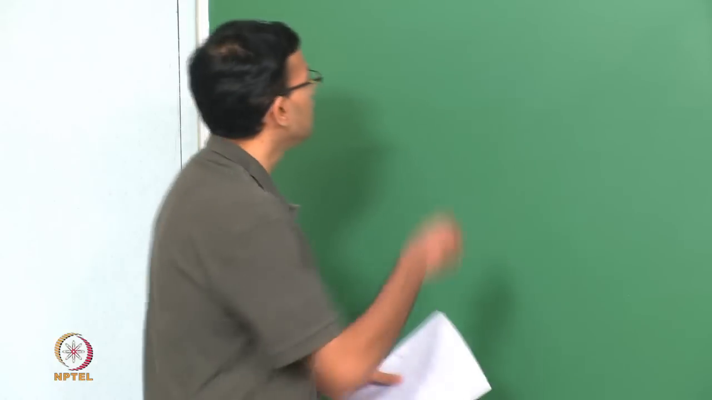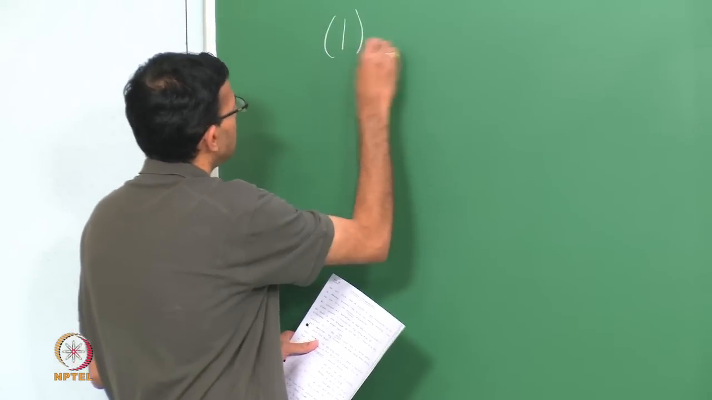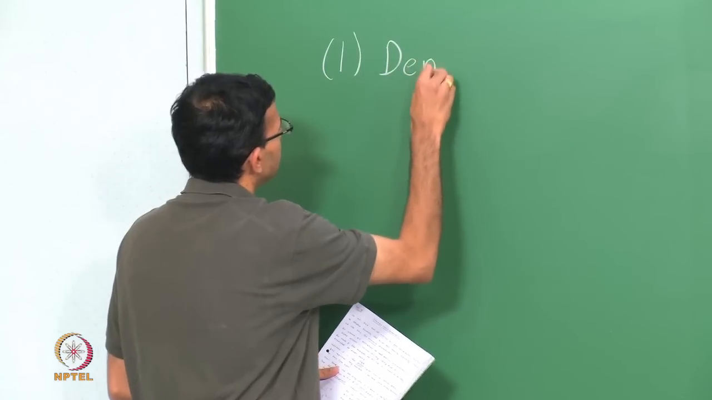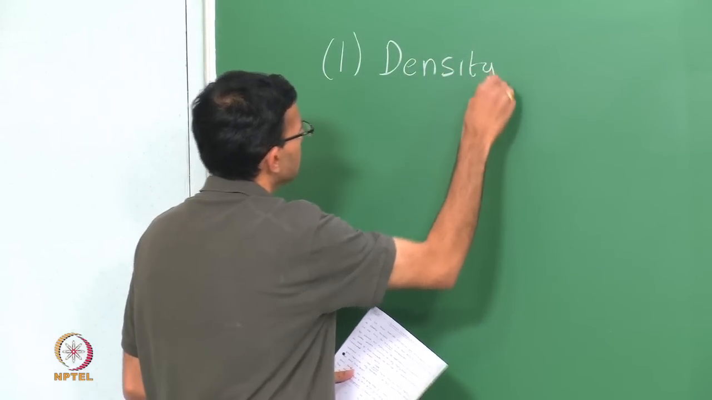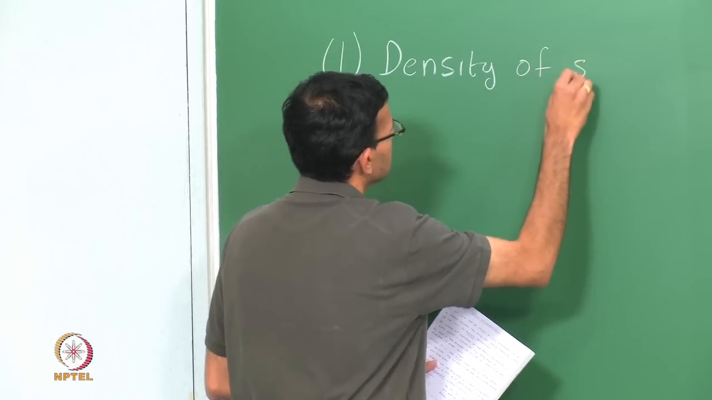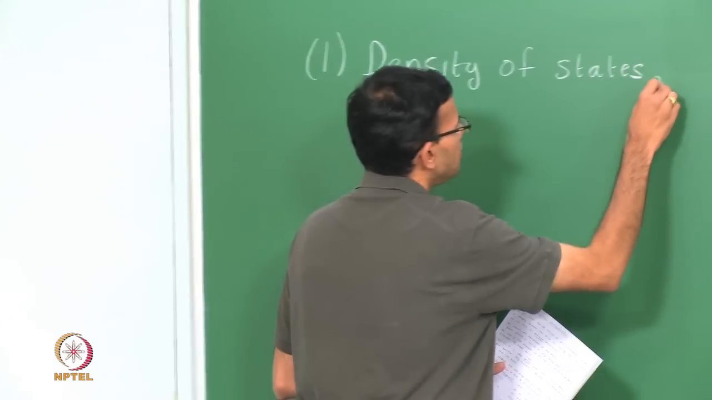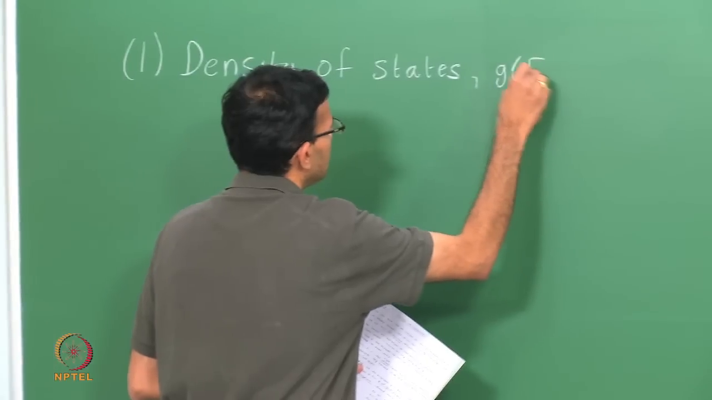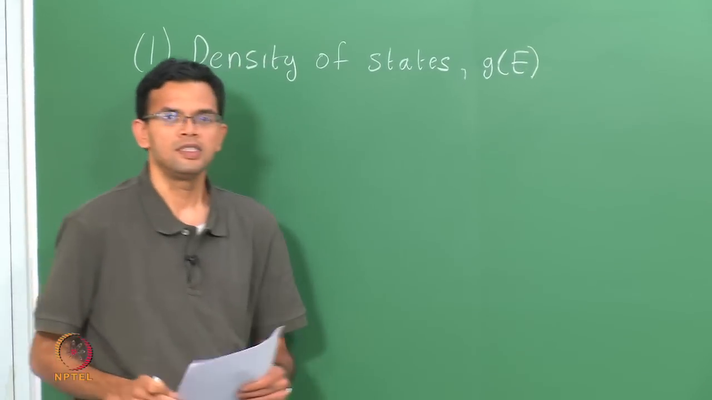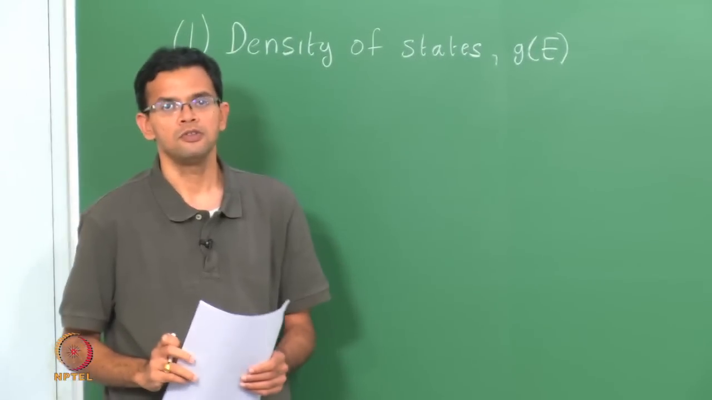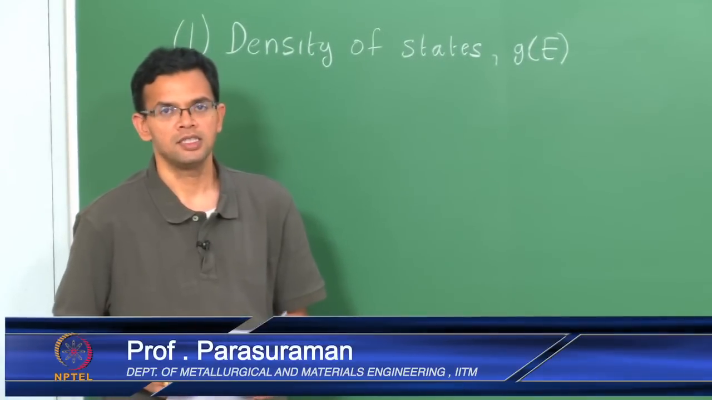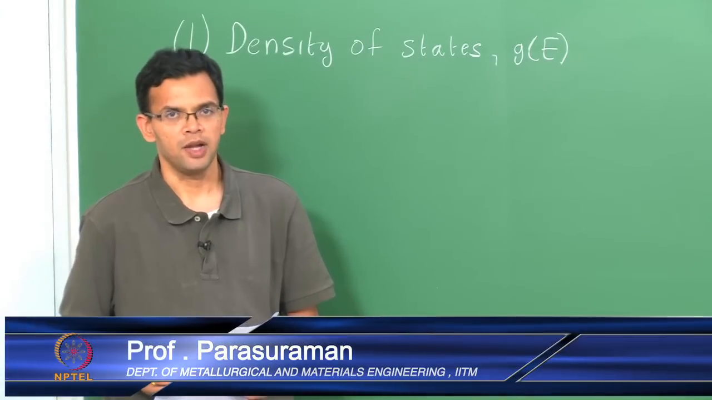Let us start with a brief review of last class. In last class, we looked at two important concepts. The first one is called the density of states. We denoted this as G of E. Density of states refers to the number of available states for electrons to occupy.